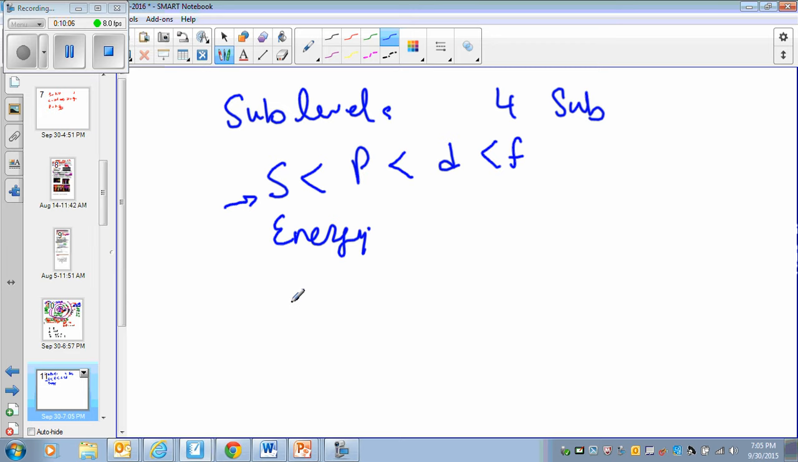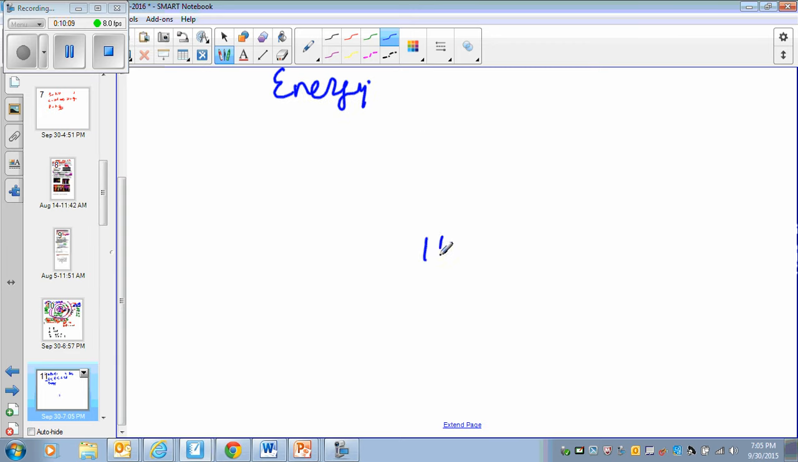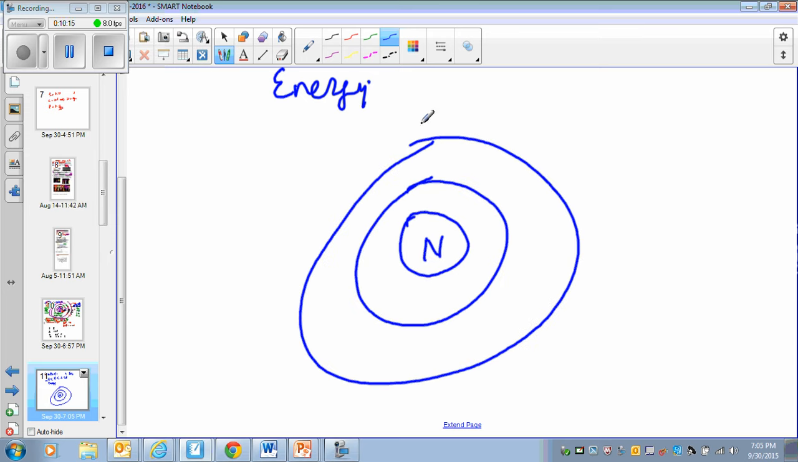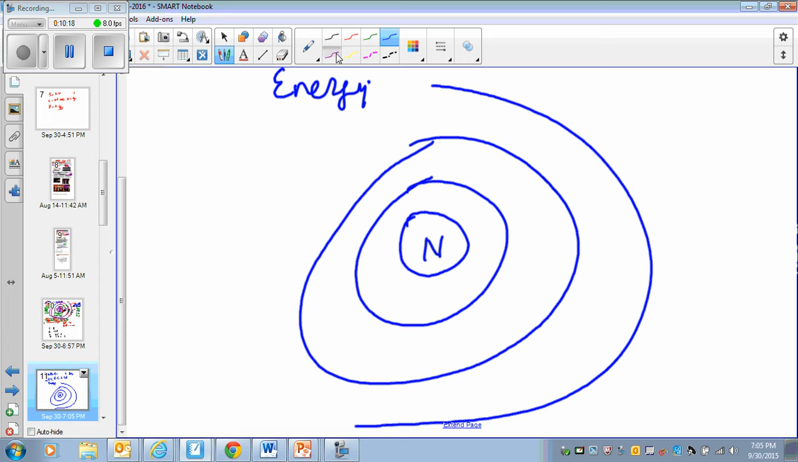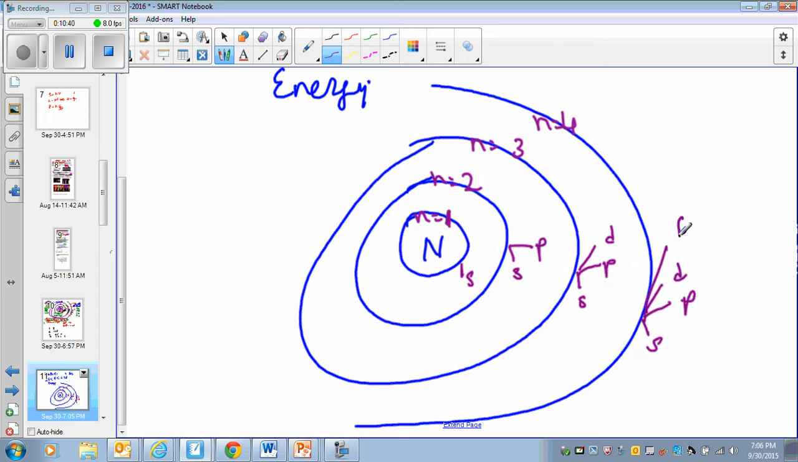So I'm going to draw the circle that I had drawn before, to make it a little bit clearer. So these are the energy levels. Let's only do 3, or maybe maximum 4. This is 1, 2, 3, and 4, and this is N. So N1, N2, N3, and N4. Then they are divided into sub-levels. 1 has only one sub-level, 2 has 2 sub-levels, 3 has 3 sub-levels, 4 has all 4 sub-levels. S can maximum take 2, P can take 6, D can take 10, and F can take 14.